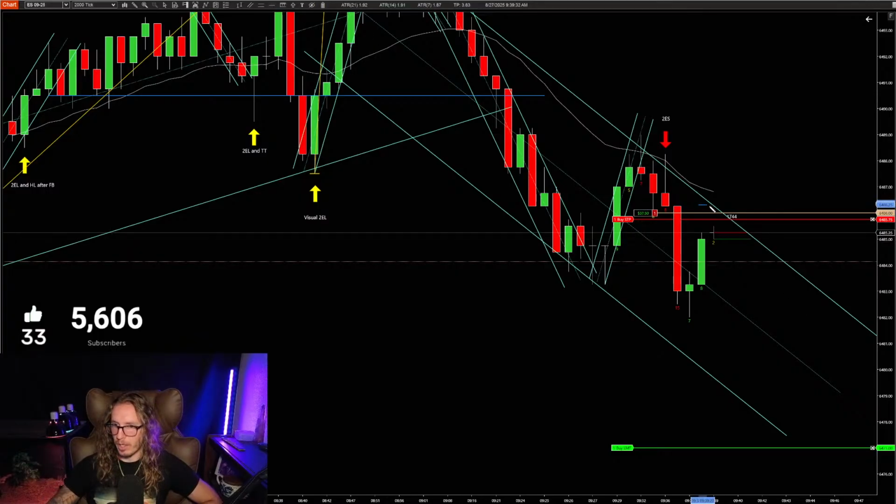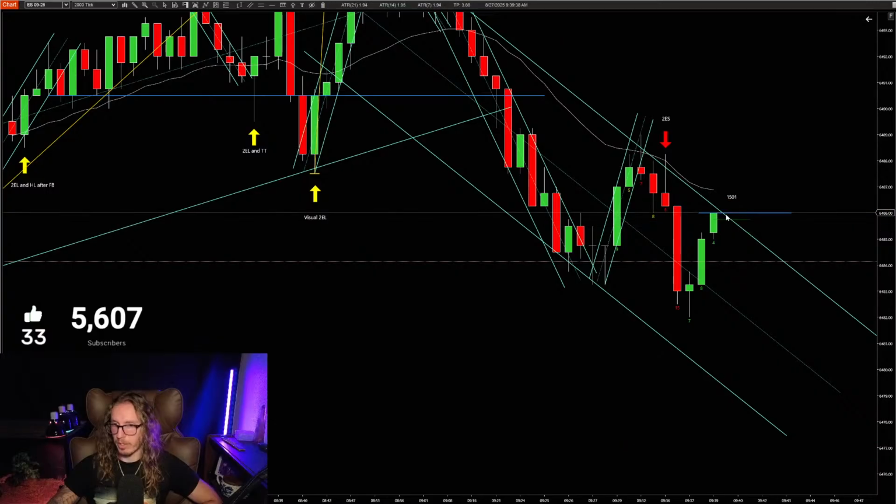I'll put a blue line here where my current position is, so that if it does stop me, there it is. All right, so it would have stopped me at break even right there anyway. So that's okay. I was hoping it would go a little further, but it didn't happen.